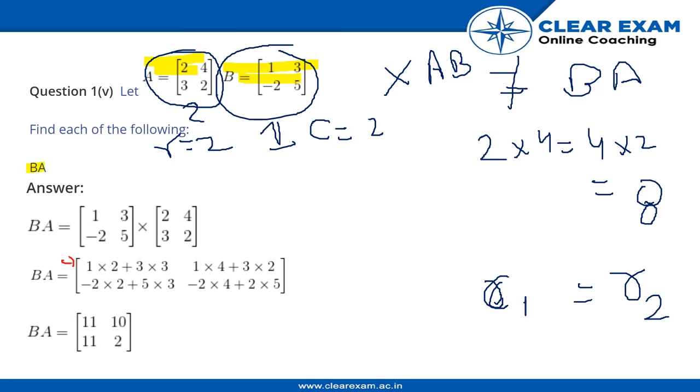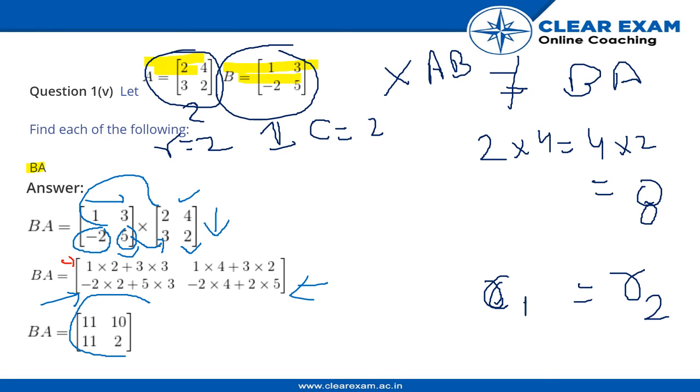Okay, so we move horizontally in the first matrix, we move vertically in the second matrix. So this is our third element. How do we find this one? We multiply this with 2 and 5 with 3. And similarly, for the fourth element, we multiply -2 with 4 and 5 with 2. And we get our final answer as 11, 10, 11, 2. Our BA is equal to this. I hope you all got it. Thank you.